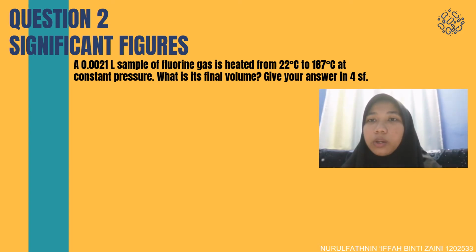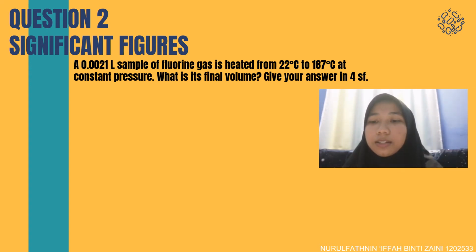From this question, we get a hint that this will use the Charles law formula, which is V1 over T1 equal to V2 over T2. So we already got the numbers. Fill in the numbers to the formula. So 0.0021 over 295.115 equal to X over 460.15. So we will get the final volume 0.003274 liter.